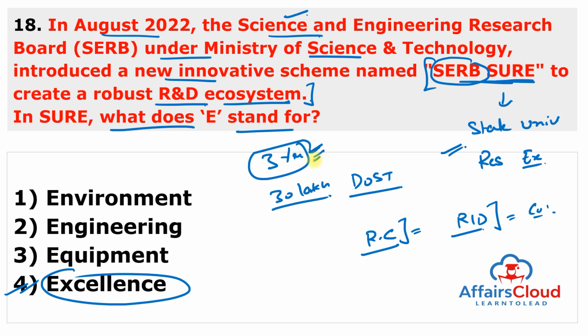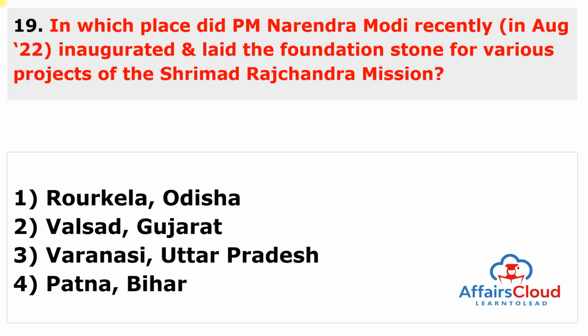So for 3 years, not more than 30 lakh will be provided, and the name SURE means State University Research Excellence. The main aim is just to improve the research and development ecosystem in the state universities and colleges. Moving to next question.